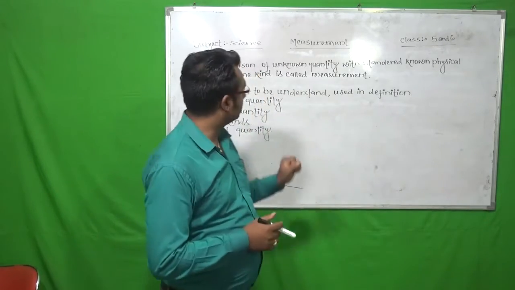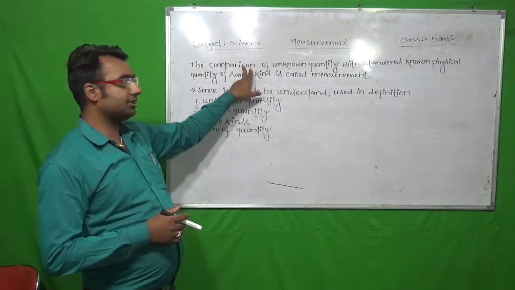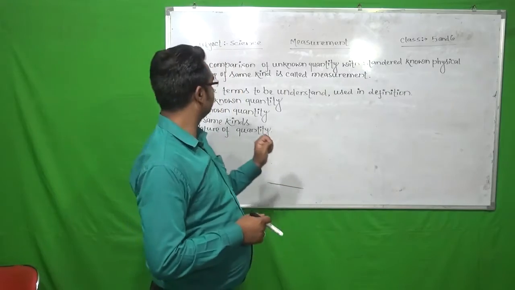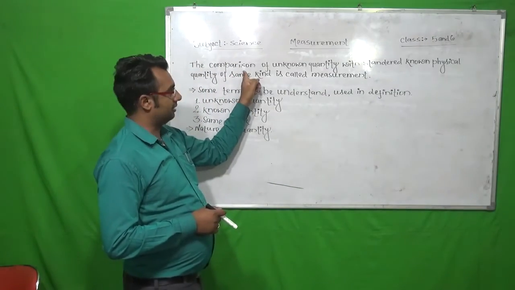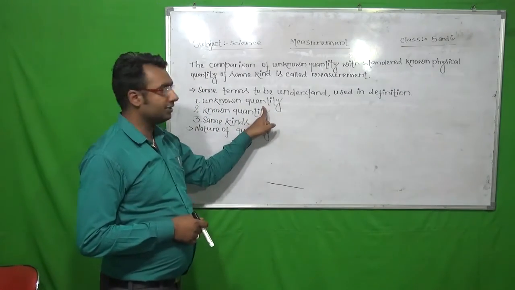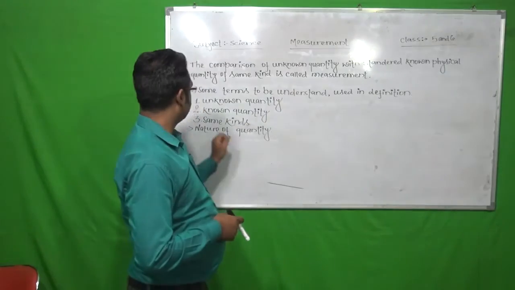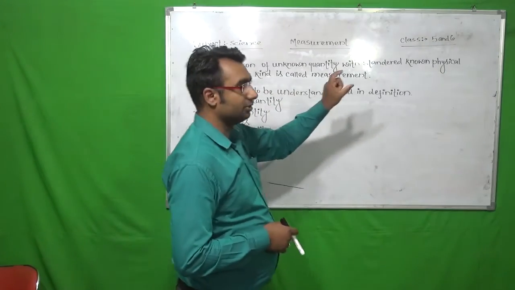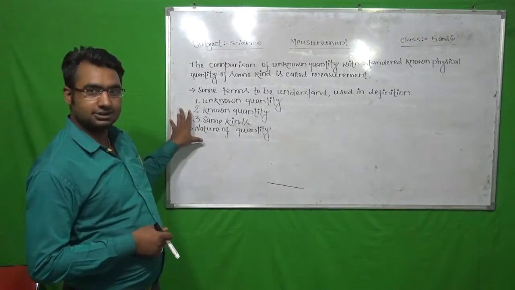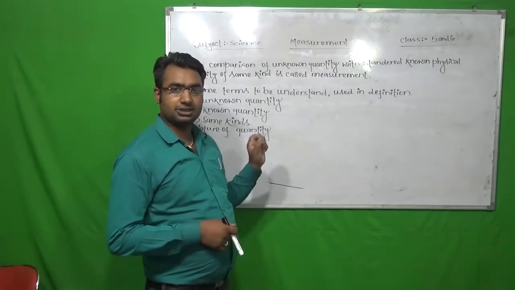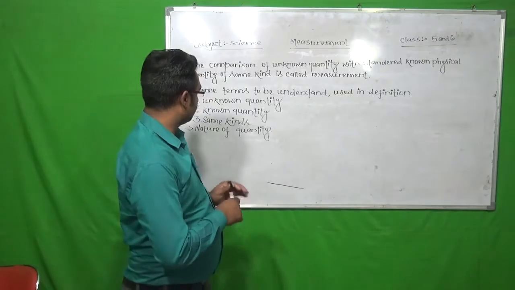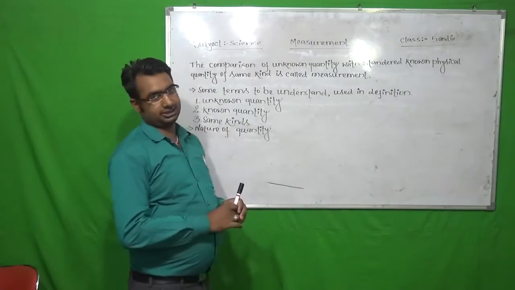Okay. After understanding the definition of measurement, we should understand some terms which are used in the definition. The first term is unknown quantity, which is used here. The second is known quantity, which is also used in the definition of measurement, and the third term is same kind, which is also used in the definition of measurement. Okay. So first, what is an unknown quantity?